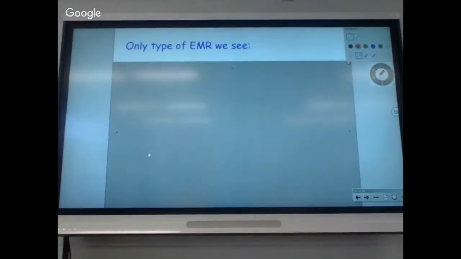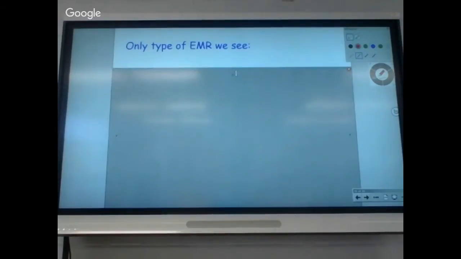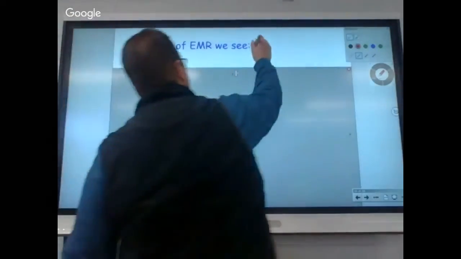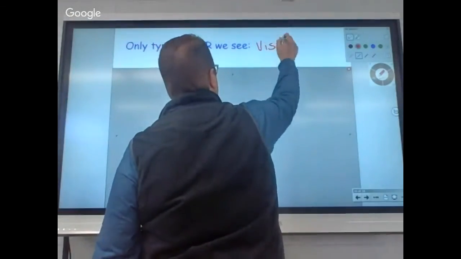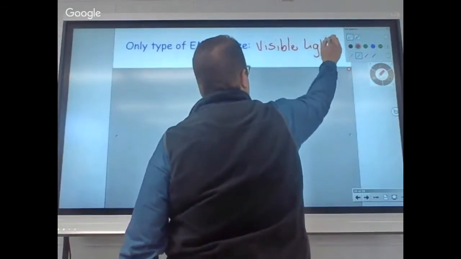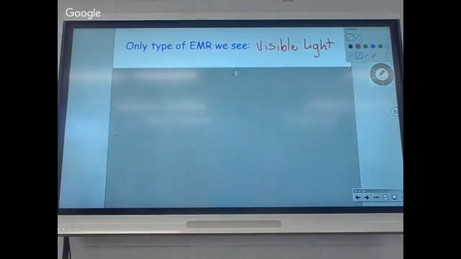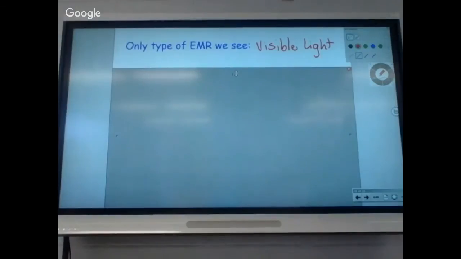Now, I already answered this one. What's the only type of EMR we see? All right. Now, what if they want to know something about the order of the colors? How do you know the order? Anybody know the way to know the order without that? I always ask, and so many people have no idea what I'm talking about when I ask this question.